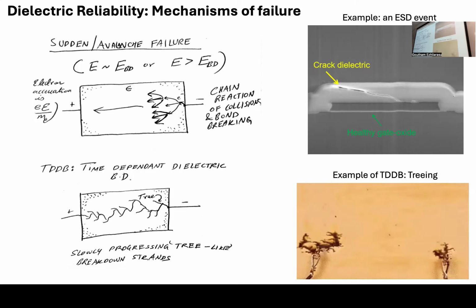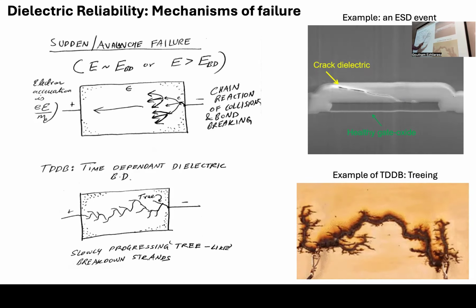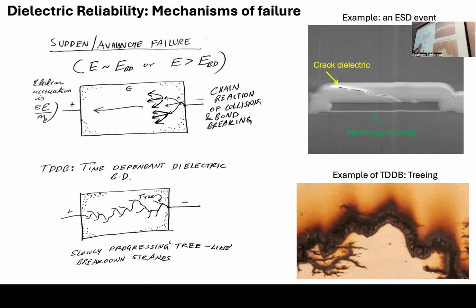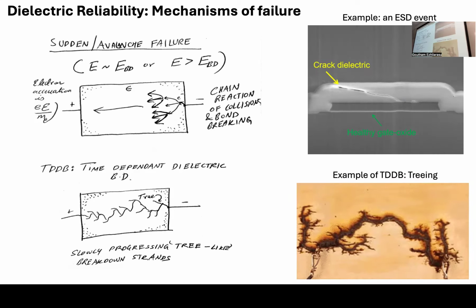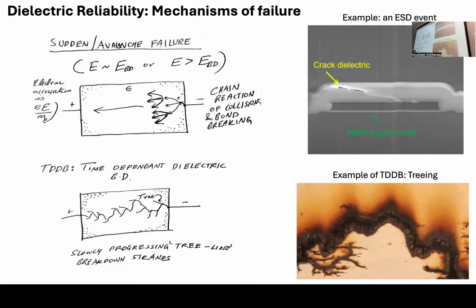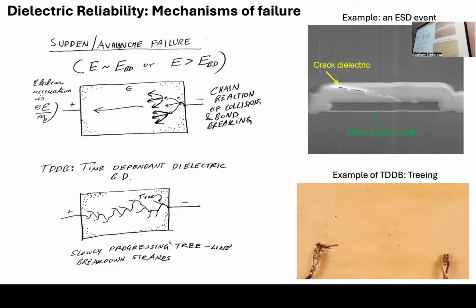And then there's a second process which is called treeing. You can see this is an example of dielectric breakdown where an ESD event happened and the field exceeded the breakdown field, and you have this instant breakdown of the dielectric. The second one, treeing, is a more gradual process that happens over time, at a field much lower than the breakdown field. What we will see later is how, over time, you get a tree-like pattern that slowly goes and shorts both ends when the dielectric fails.